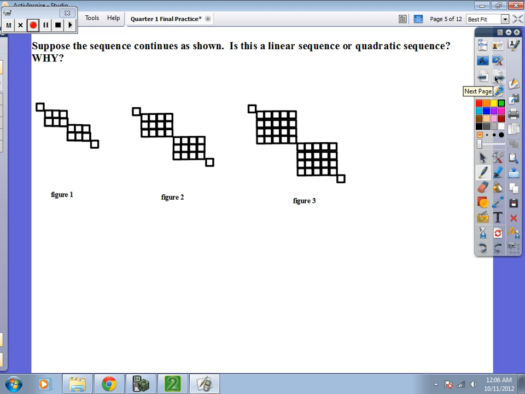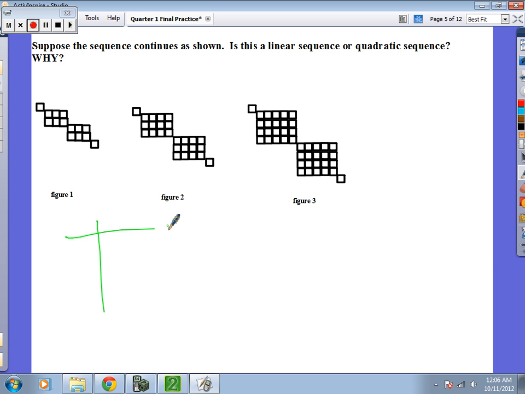Okay, is this a linear sequence or a quadratic sequence? Maybe let's put it into a table. So this is the figure and this is the cubes. Organize it into a table. Now figure 1, I'm going to count the cubes, and I count 2, 4, 6, 8, 10, 12, 14 cubes. Figure 2 is, what is that, 3 by 4, that's 12. That's 12, so I'm 24, I'm at 26. Figure 3, I know there's 20 cubes in there, 20 in there, so I'm at 42.